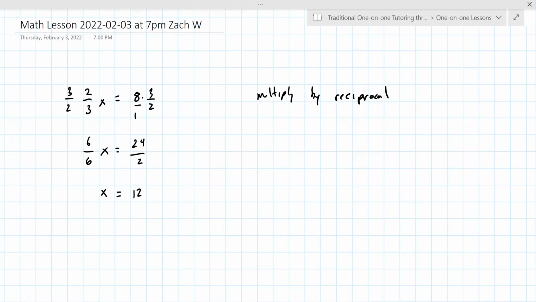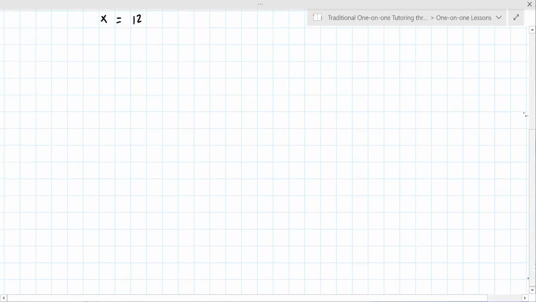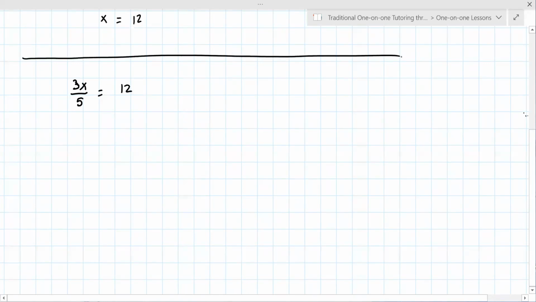Now, let me give you a similar problem here. Let's say I ask you for 3x/5 equals 12. So it's the same type of problem. The question is, do you see that you could just multiply both sides by 5/3? And if you don't, we can talk about it. But if you do, that's great. Yeah, I think I get that.